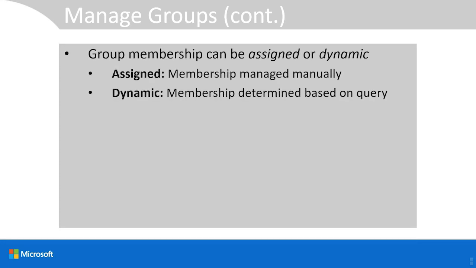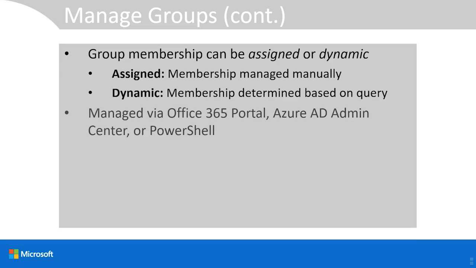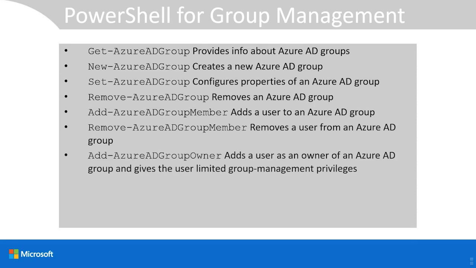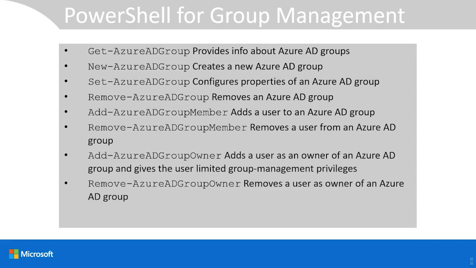Another aspect of group membership in Azure AD is that it can be assigned or dynamic. Assigned simply means static group membership. An admin has to manually place a user into a group. Dynamic membership means that a user's membership in a group is based on a query against the user's attributes. A user whose attributes match the query automatically becomes a member of the group. Both kinds of membership can be configured and managed by the Microsoft 365 Admin Portal, the Azure AD Admin Portal, or via PowerShell. Just like with user management, the Azure AD PowerShell module provides commandlets for creating, viewing, and deleting groups and managing their membership.